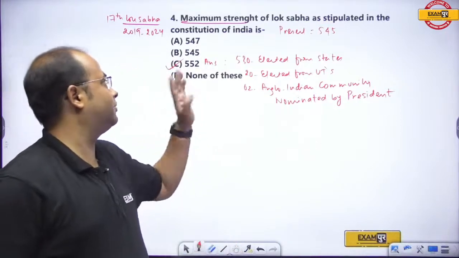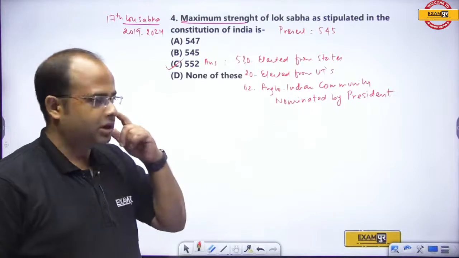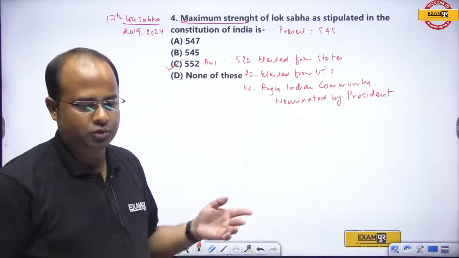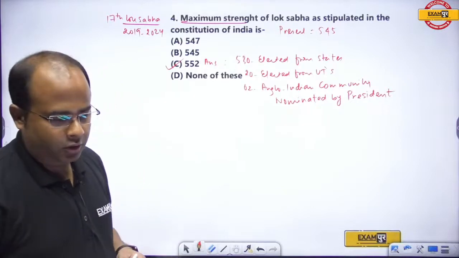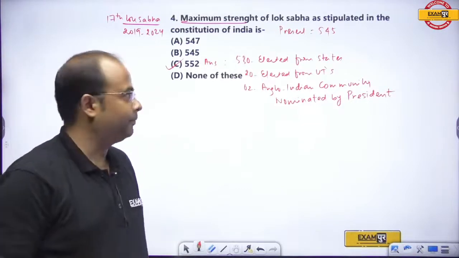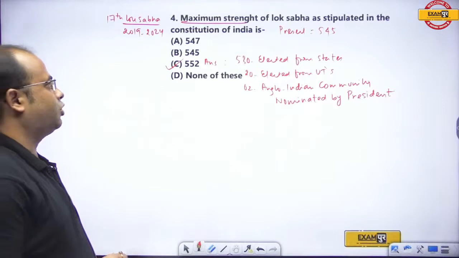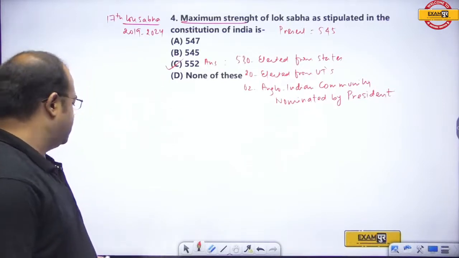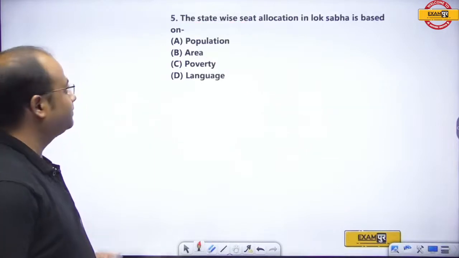So the correct answer will be 552, out of which 530 are elected from states, 20 from UTs, and 2 Anglo-Indian members nominated by the President of India. So the correct answer, guys, is option C, that is 552. Now let's move to the next question.